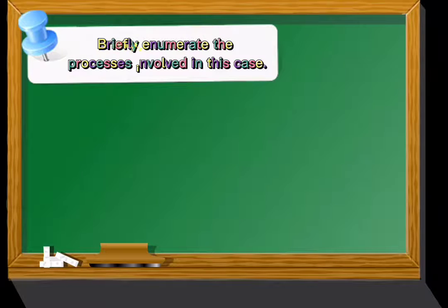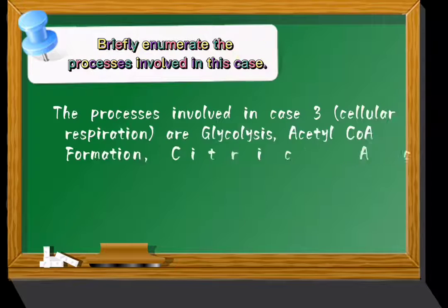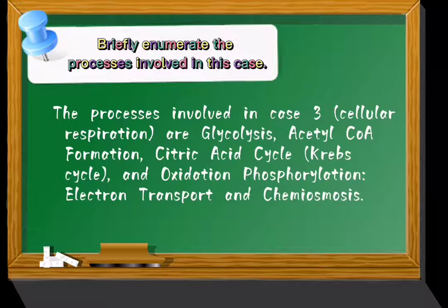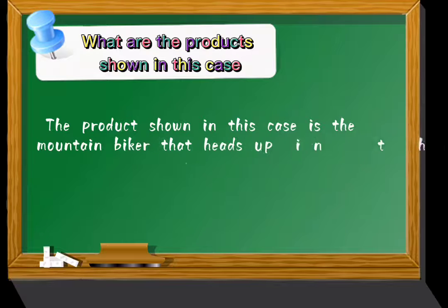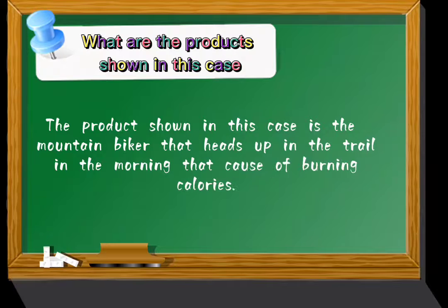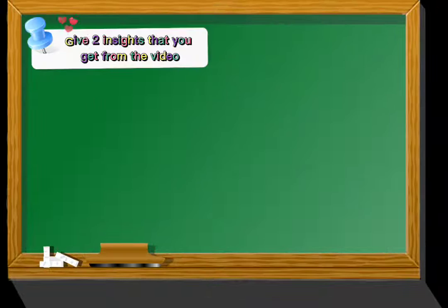Briefly enumerate the processes involved in this case. The processes involved in case 3, cellular respiration, are glycolysis, acetyl-CoA formation, citric acid cycle, Krebs cycle, and oxidative phosphorylation, electron transport, and chemiosmosis. What are the products shown in this case? The product shown in this case is the mountain biker that heads up the trail in the morning because of burning calories.